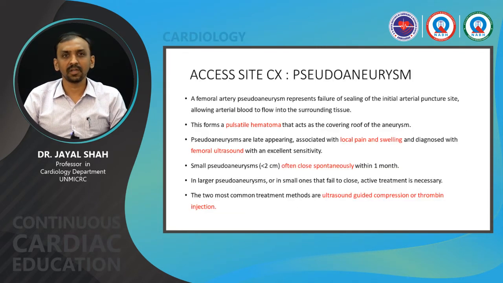Another important complication is pseudoaneurysm. Femoral artery pseudoaneurysm represents failure of sealing of the initial arterial puncture site, allowing arterial blood to flow into the surrounding tissue. It forms a pulsatile hematoma which acts as a covering roof of the aneurysm, and is associated with local pain and swelling. It is diagnosed with femoral ultrasound with excellent sensitivity. Small pseudoaneurysms often close spontaneously, while large ones, or small ones that fail to close, need active treatment. The two most common modalities are ultrasound-guided compression or thrombin injection.